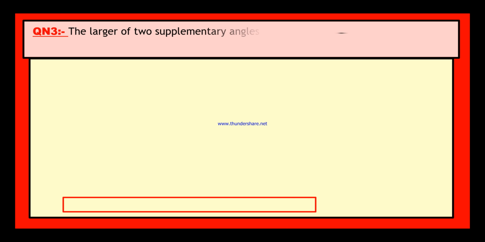Dear students, look at question number 3. The larger of two supplementary angles exceeds the smaller by 18 degrees. Find the angles. I shall repeat. The larger of two supplementary angles exceeds the smaller by 18 degrees. Find the angles. Here, two supplementary angles.